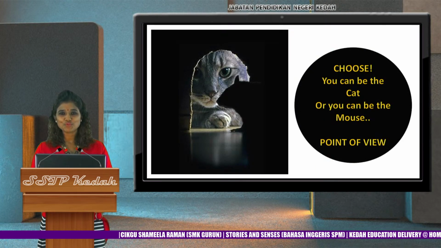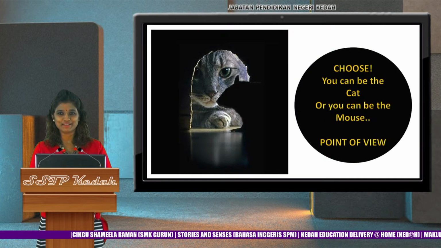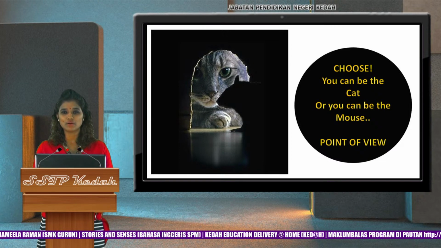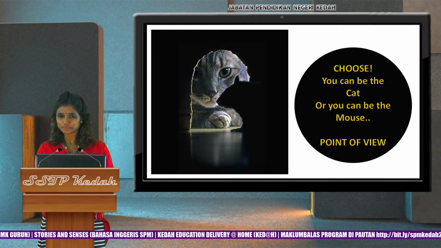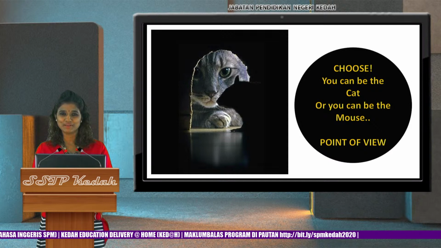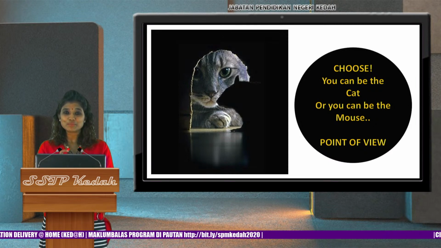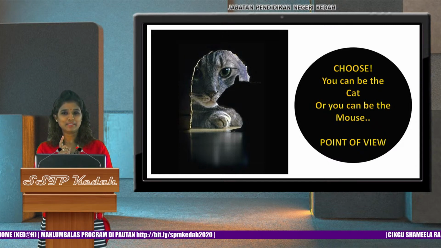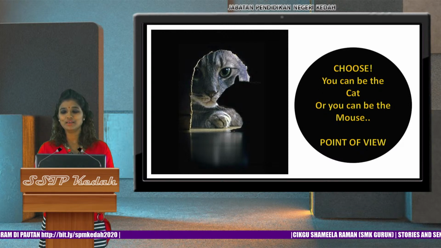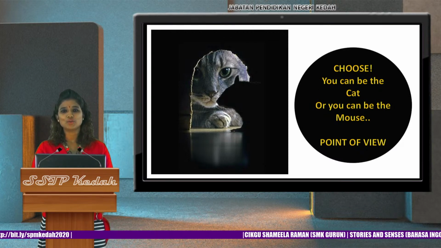Before you go on, we are going to apply the formula. I'm asking you to think about your point of view. Look at the picture. You can actually be the cat or the mouse. So your point of view is determined from your question. Again, we have been talking about analyzing your questions, okay? So from there, you set your point of view.